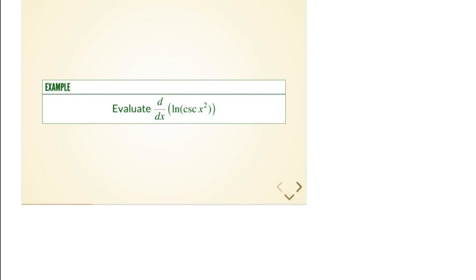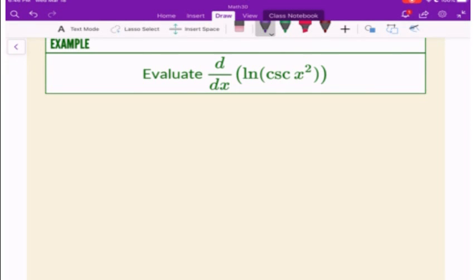Alright, now we want to take the derivative of something like this. Natural log cosecant of x squared. And because the 2 is not here, I'm going to assume that what we need is the derivative of the natural log of the cosecant of x squared. Alright, so I'm going to take the derivative as 1 over the inside function, because remember the derivative of natural log of x is 1 over x.